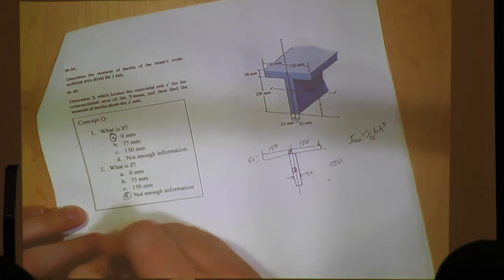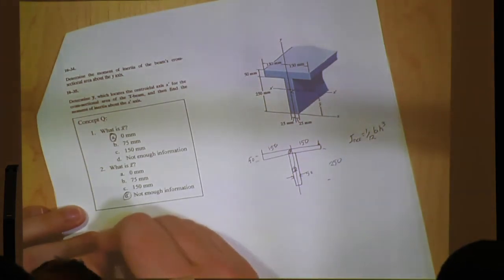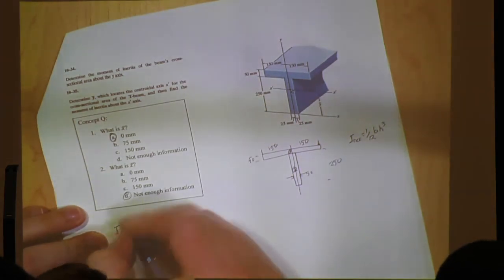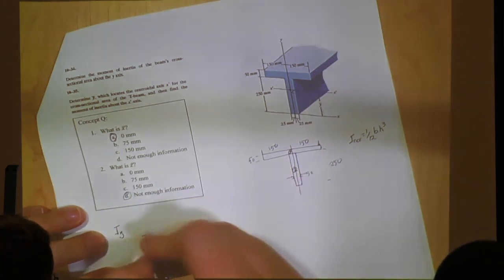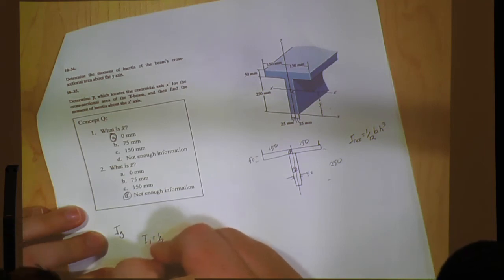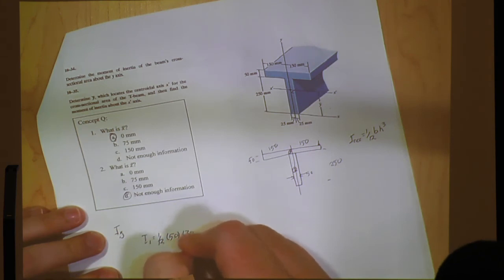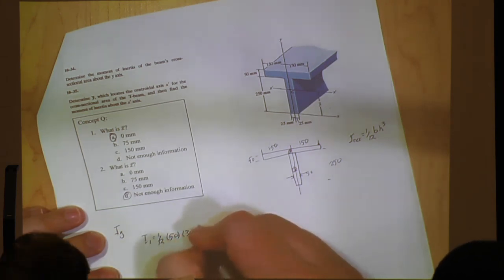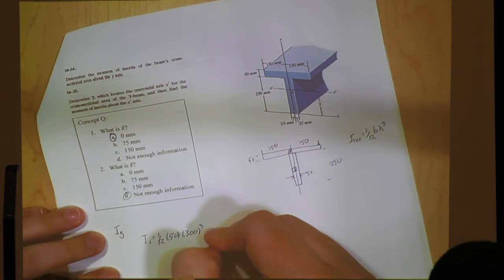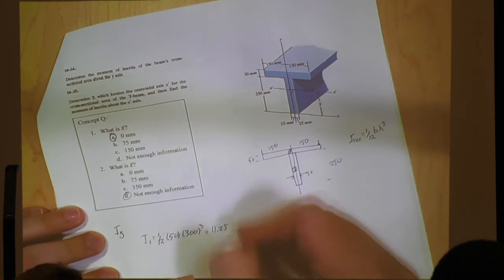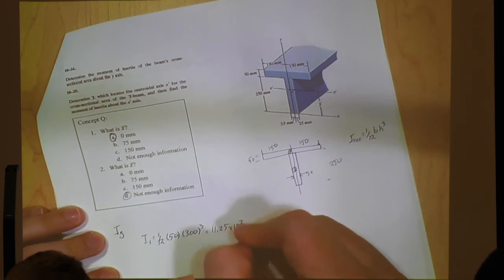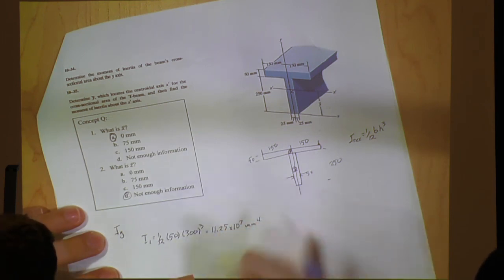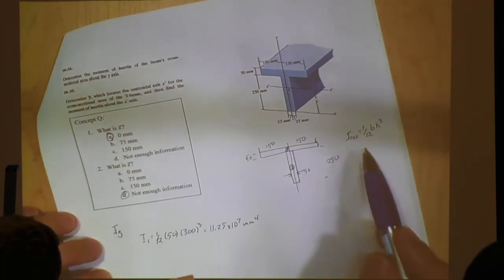All right, so IY. So I1, we do the first one. 1 over 12, 50 times 300 to the third equals. Do you have to add the area to it? To the area to it? Yeah. So if we're using this equation, no, we don't.